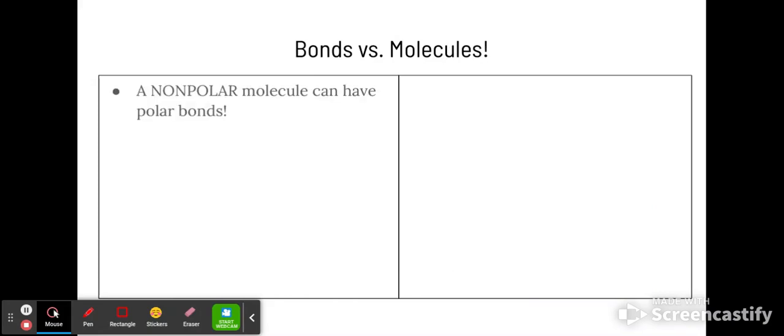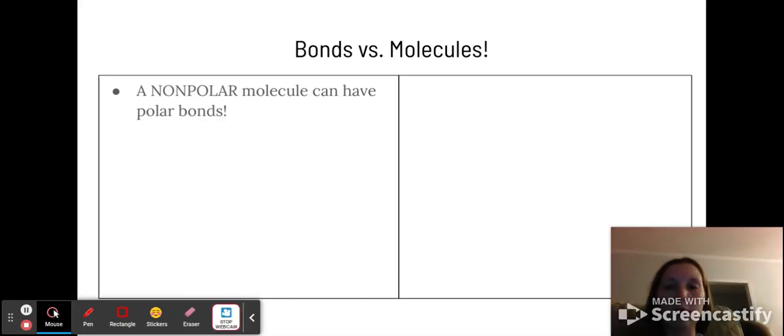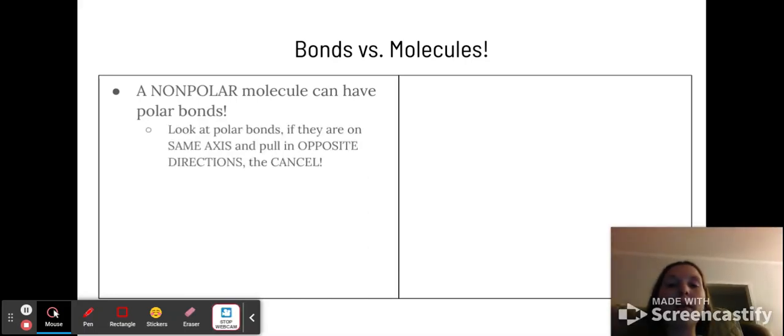You can have a nonpolar molecule that does contain polar bonds. So just because it has polar bonds does not mean that it's going to be a polar molecule, because sometimes those bond polarities can cancel. You will have to look at the polar bonds, and they have to match these two conditions. So if they are on the same axis and they pull in the opposite direction, they cancel.